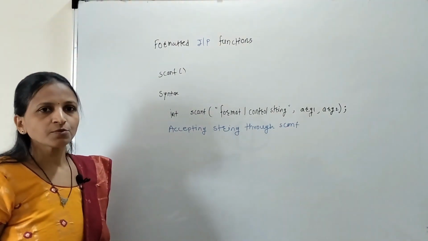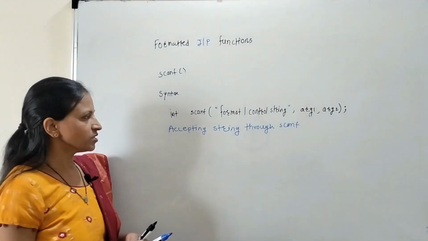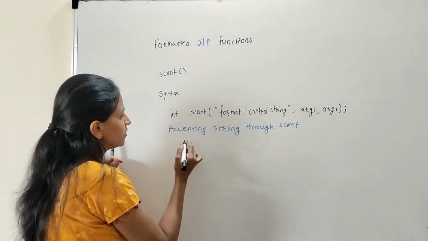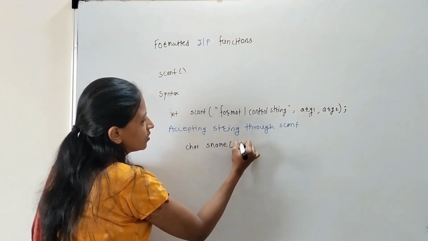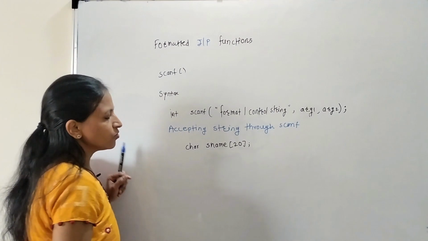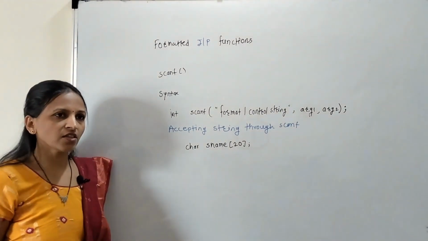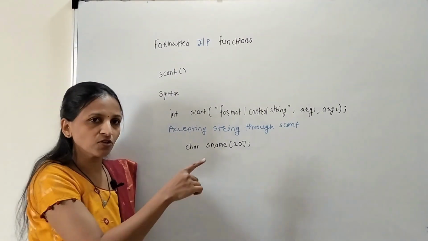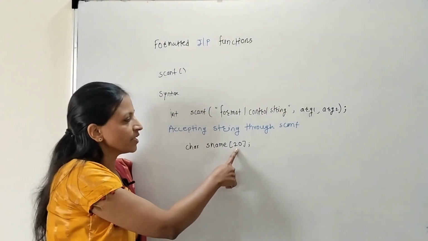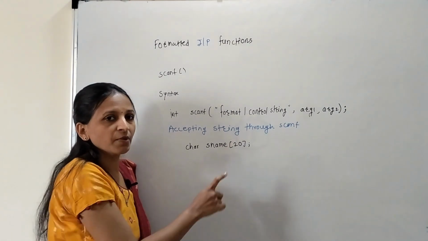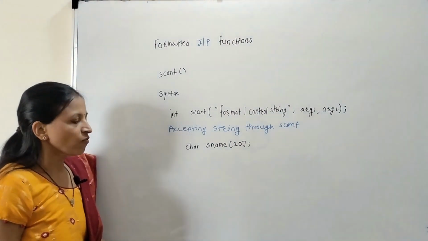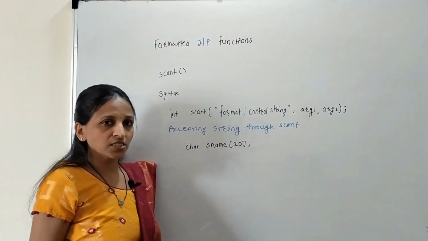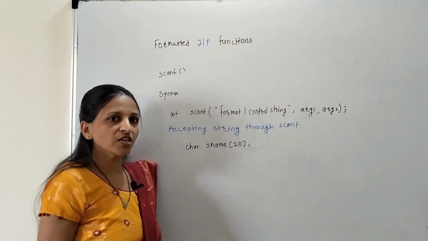Suppose I want to accept a student name from the user. Then we will declare one variable like this: char name of 20, suppose, in this way. Now the user will enter something, a student name, and that will get stored here. For that we have declared this name variable, and it can hold a maximum of 19 characters. Why? Because one null character should be attached at the end of the string, and for that we have to provide one space.